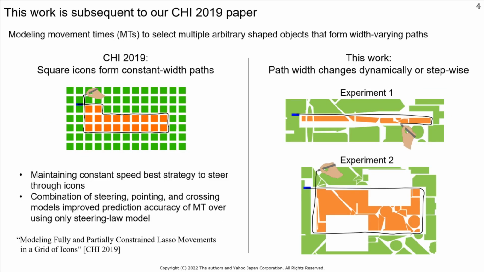This is a subsequent work of our KAI 2019 paper. In that study, we used only square icons that formed constant width paths. So the best strategy was keeping a constant speed. The results showed that segmenting a path into small portions to apply performance models was efficient to predict movement times. In contrast, in the current study, we would like to predict the movement time when the path width changes during making a stroke.